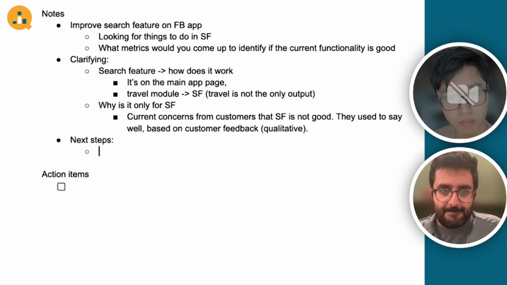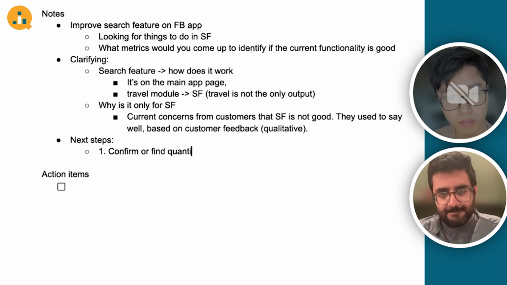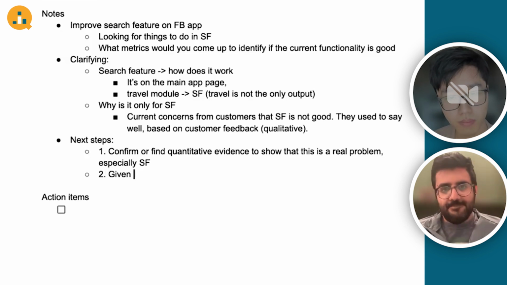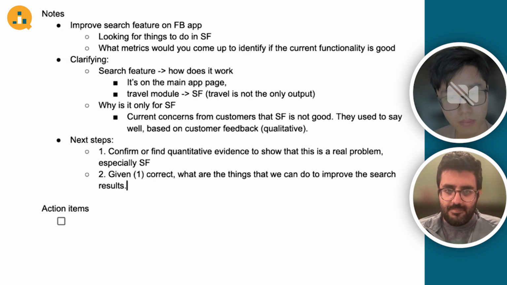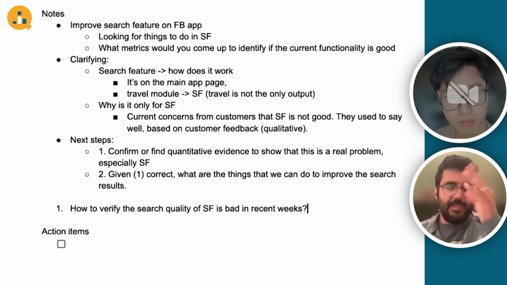Okay. So here's what I'm going to do. First step is to confirm, or find, quantitative evidence to show that this is a real problem, especially in SF. Number two, given that one is correct, what are the things that we can do to improve the search result? Do you think this is a good plan? Yeah, I think that sounds good. Okay. Let's focus on one for now. I think we can rephrase this question as how to verify that the search quality of SF is bad. I believe that happened recently, right? Yeah, in this example, let's say in the past month.